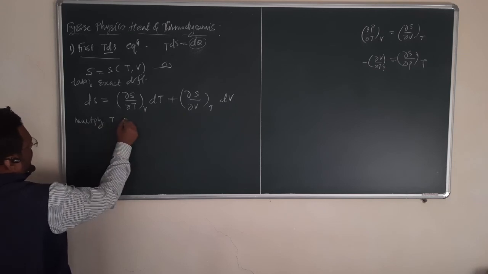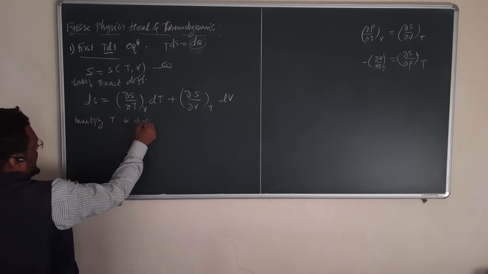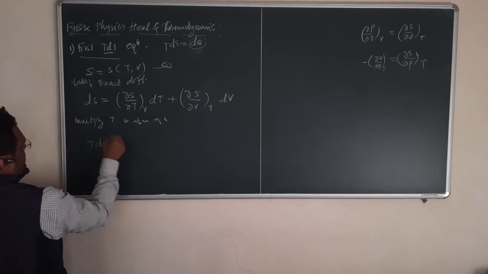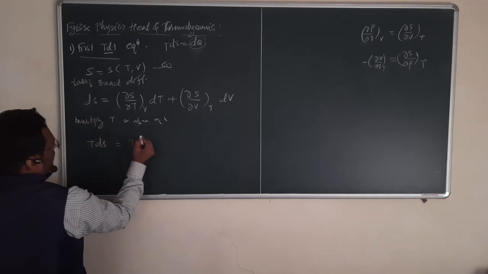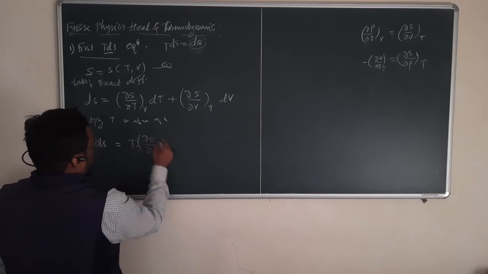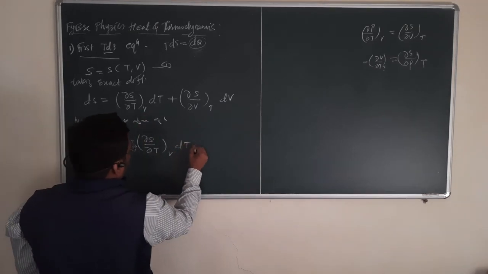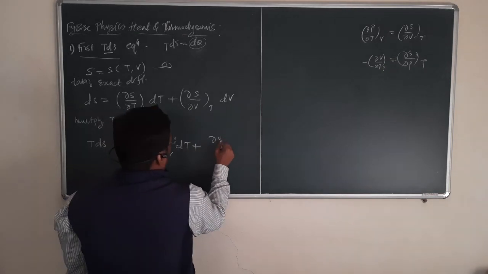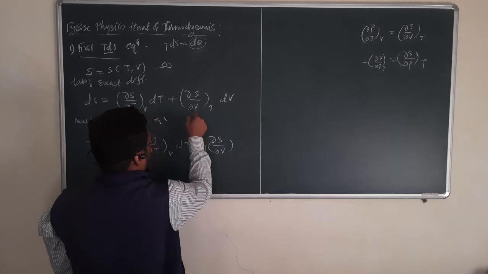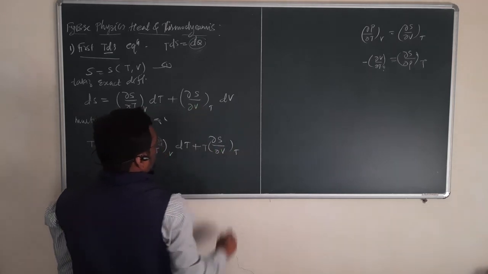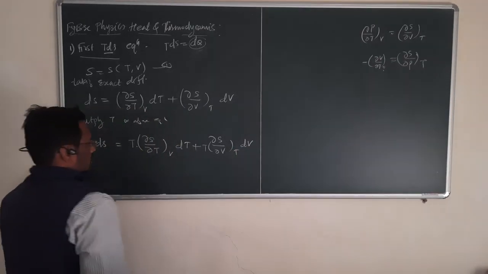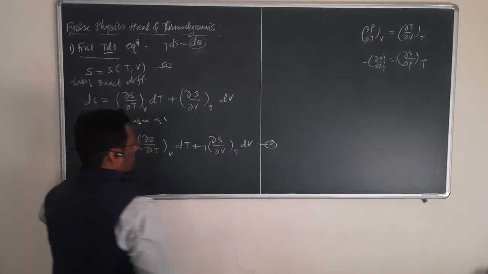If you multiply the above equation by T, we get TdS is equal to T into the partial derivative of S with respect to temperature at constant volume into dT, plus T multiplied by the partial derivative of S with respect to V at constant temperature into dV. Now call this equation number 2.